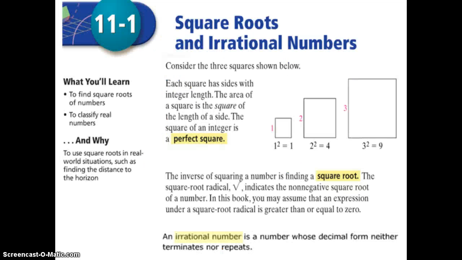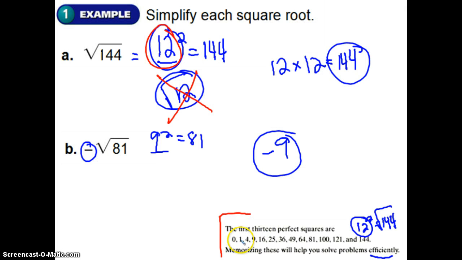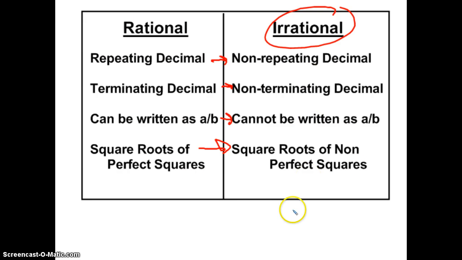So all those numbers that aren't listed on here, so 2, 3, 5, 6, 7, 8, 10, 11, 12, 13, and so on, all those are non-perfect squares. So if they ever give you like the square root of 10, that's a non-perfect square. So I already know that this is an irrational number.